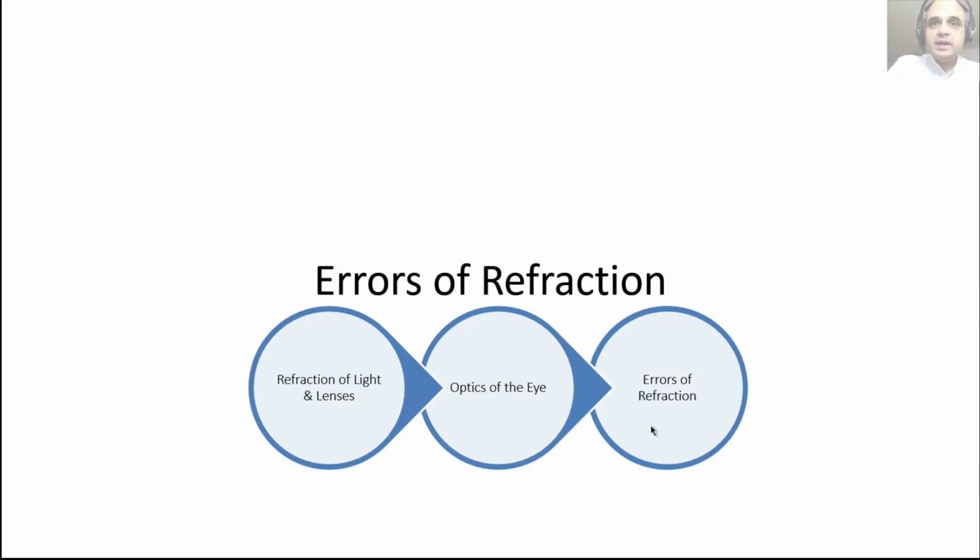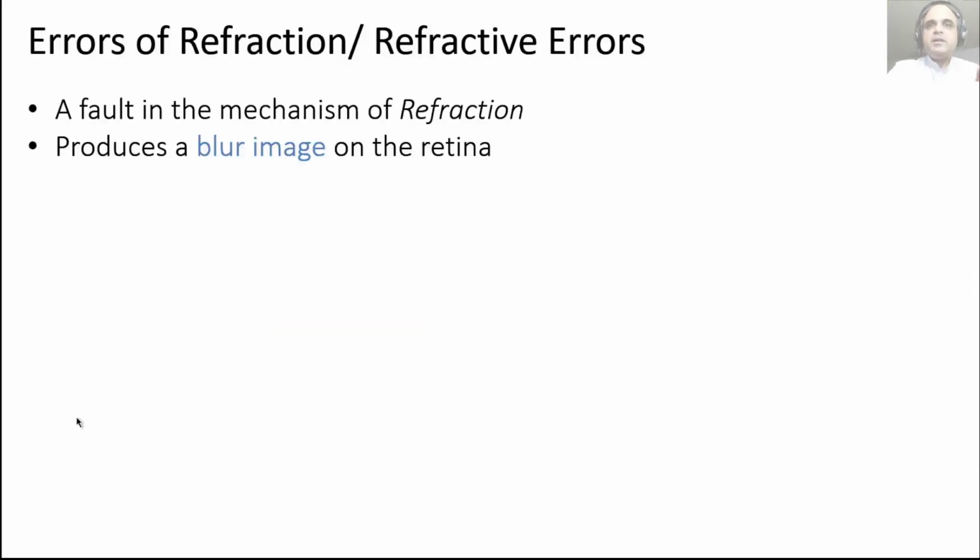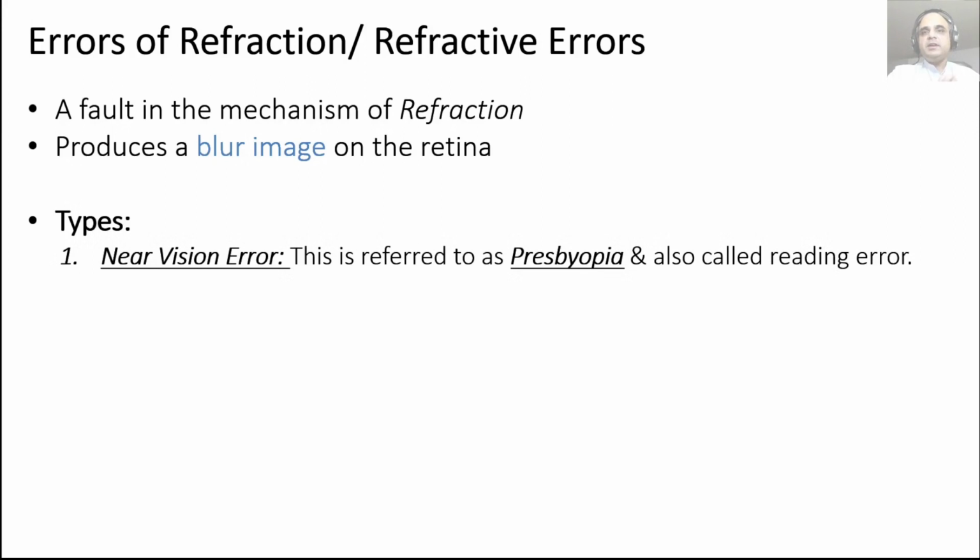Now we'll talk about errors of refraction, or refractive errors. Refractive errors are simply a fault in the mechanism of refraction which produces a blurred image on the retina. They can be for near, which is called presbyopia. It's also called a reading error.